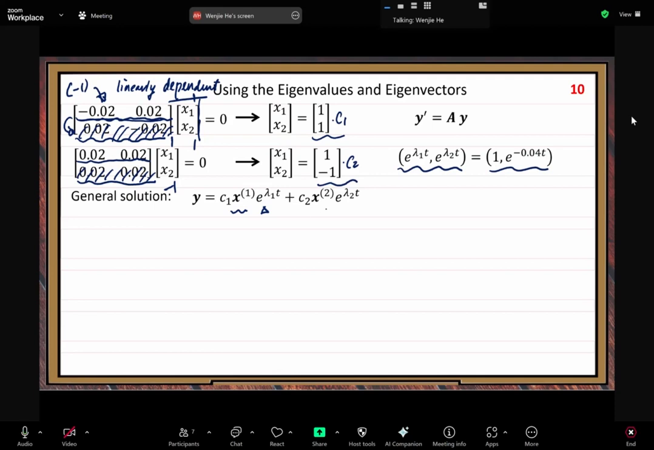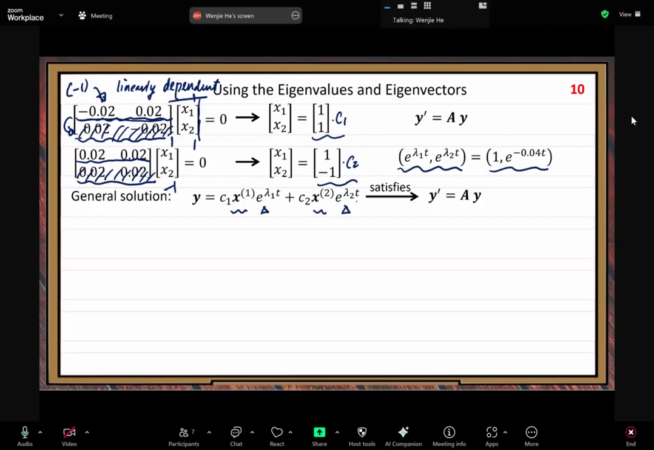Then c2 times the second eigenvector, then times e to the lambda 2 t. That's the form of the general solution. And if we use this structure of the general solution, it satisfies our original equation, the linear system of ODE, because we can verify easily.